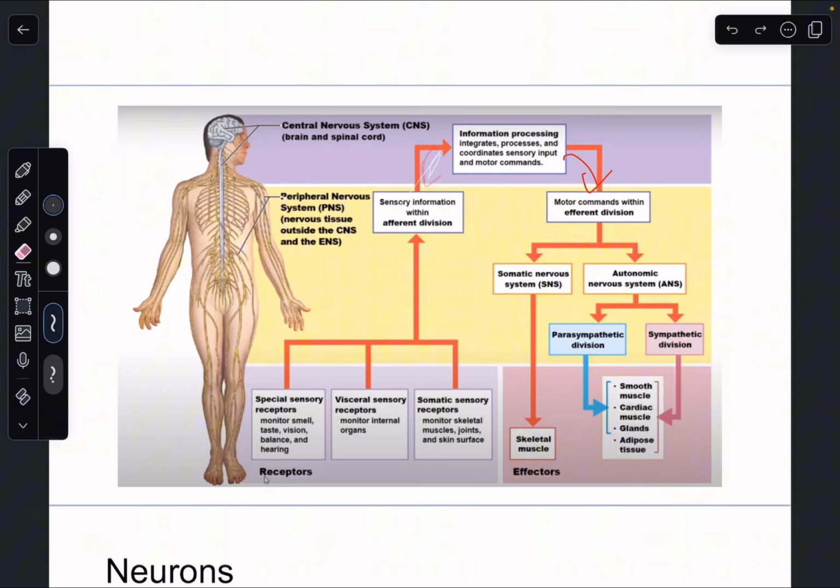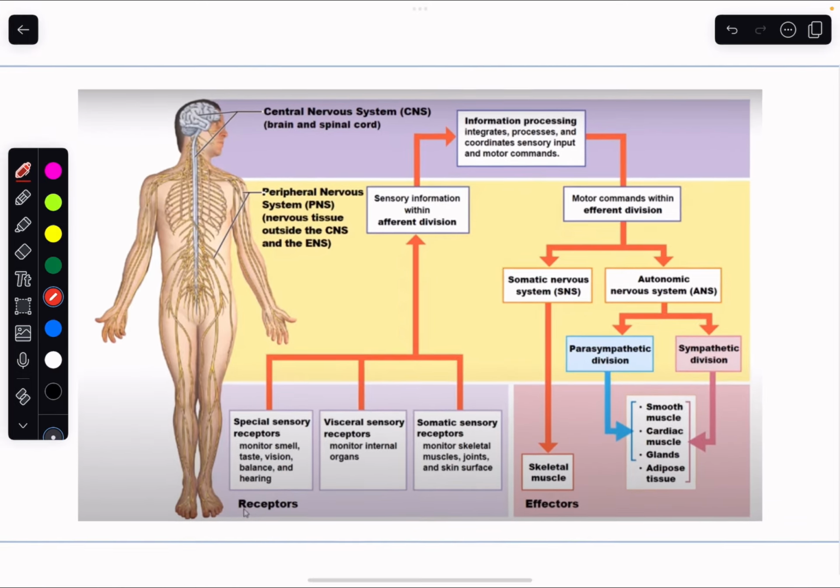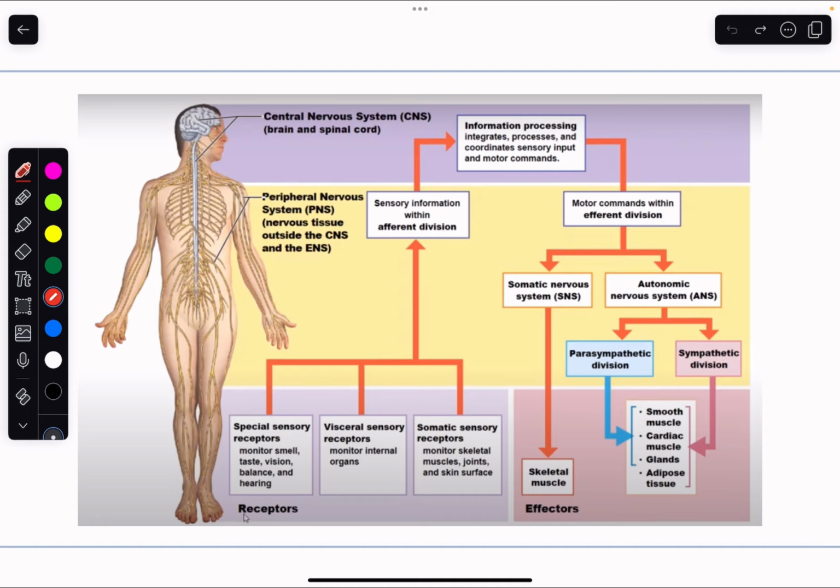Let me think of a good analogy to explain what the CNS and the PNS mean, and the afferent and efferent divisions. Let's say you're cold. Your body telling you that you're cold is the afferent division, because it's going to the brain, letting your body know you're cold. Then let's say you wear a sweater. That's part of the efferent, because you're telling your muscles to move in order to wear a sweater to keep yourself warm. So just think of the afferent as information going to the brain, and the efferent going away from the brain.